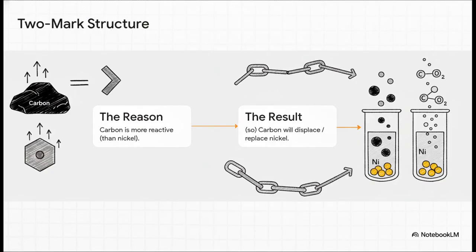And here it is, the perfect 2-mark answer. Mark number 1 comes from stating the reason. Carbon is more reactive than nickel. Simple. Mark number 2 comes from stating the consequence of that fact. So, carbon will displace nickel. See how one point leads directly to the next? It's a chain of logic, and that's what gets you both marks.